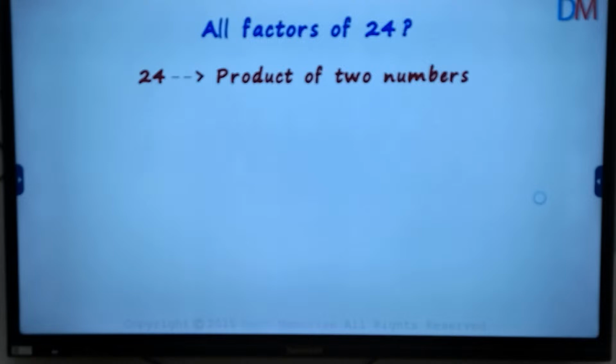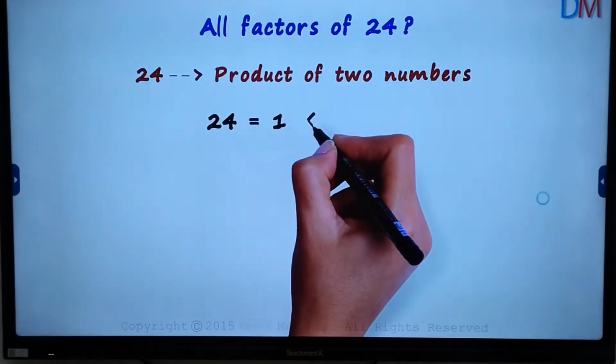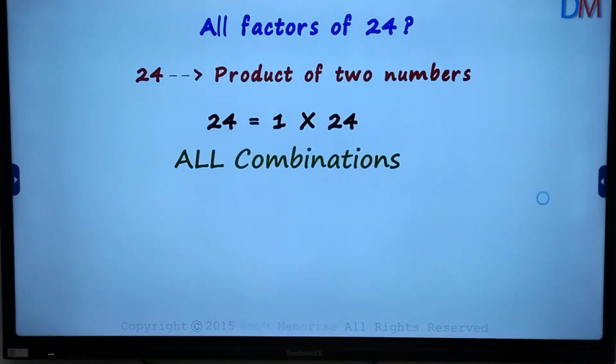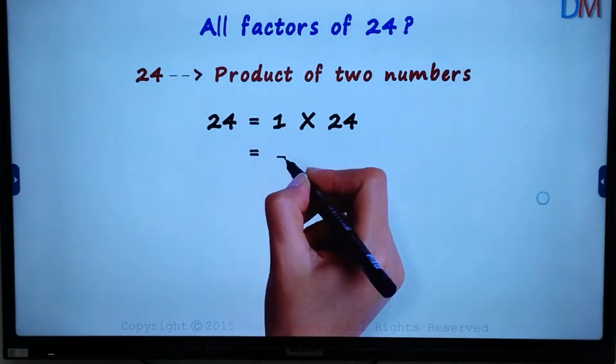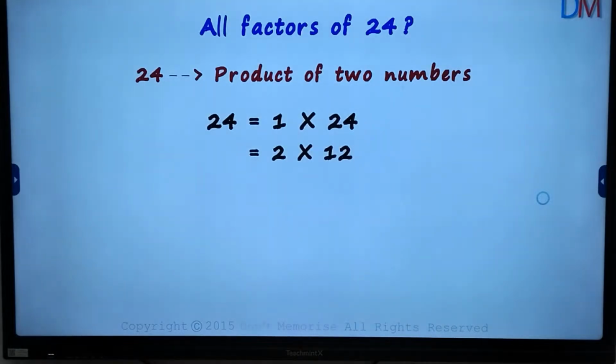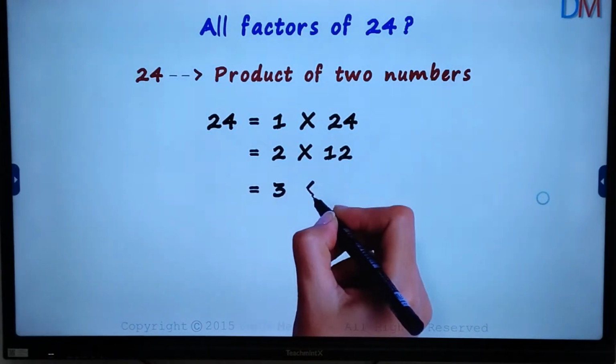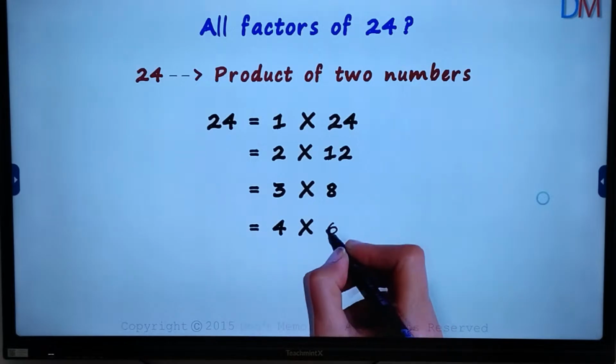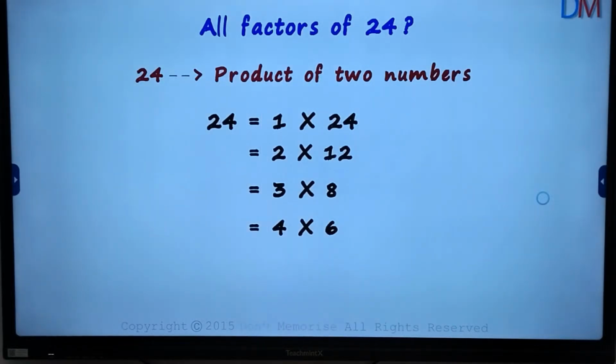Let me give you an example. It can be written as 1 multiplied by 24. We have written 24 as a product of two numbers. But remember, we have to think of all possible combinations. It can also be written as 2 times 12. Wait, it can also be written as 3 times 8. Are there any more combinations? Yes, it can be written as 4 times 6. That's it. There is no other product of two positive numbers that would result in 24.